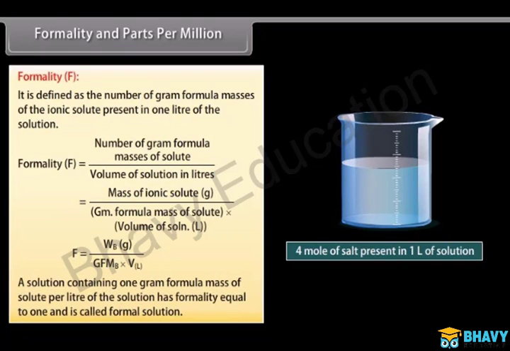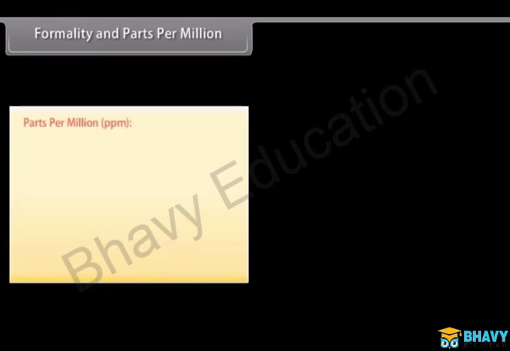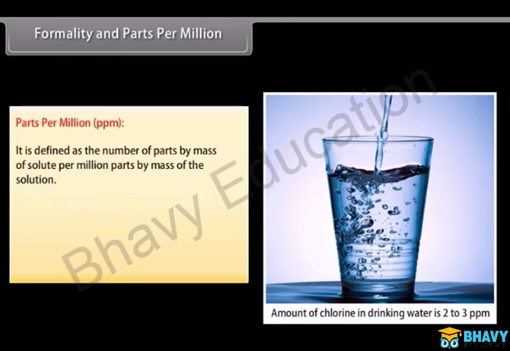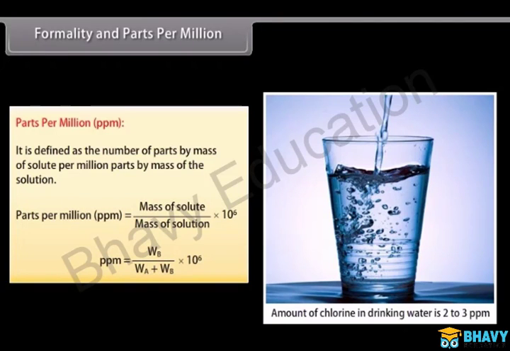A solution containing 1 gram formula mass of solute per liter of the solution has formality equal to 1 and is called a formal solution. Parts per million. It is defined as the number of parts by mass of solute per million parts by mass of the solution. It is abbreviated as ppm. Mathematically, ppm is equal to Wb divided by Wa plus Wb into 10 raised to the power 6.